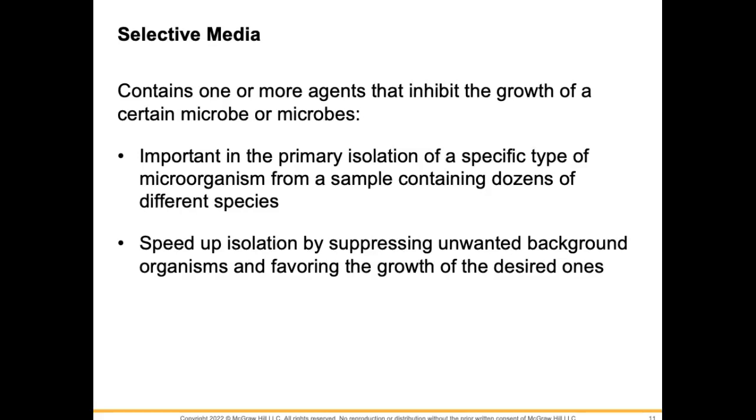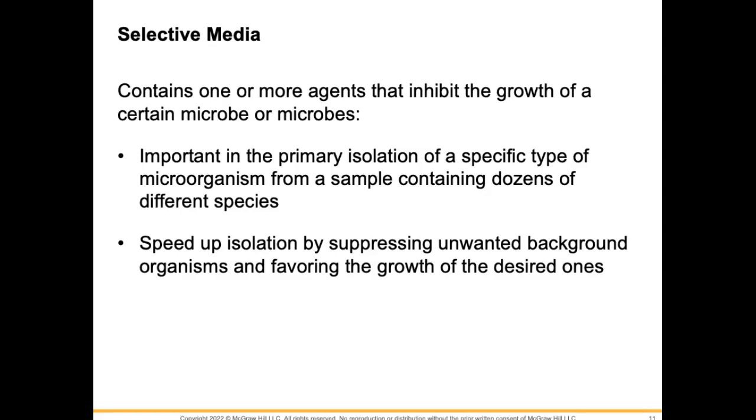So selective media contains one or more agents that inhibit the growth of certain microbes. So if you're selective about who you hang out with, that's the same idea. You're only going to let some people in and keep your circle small. So selective media is important in the primary isolation of a specific type of microorganism from a sample that happens to contain dozens of different species.